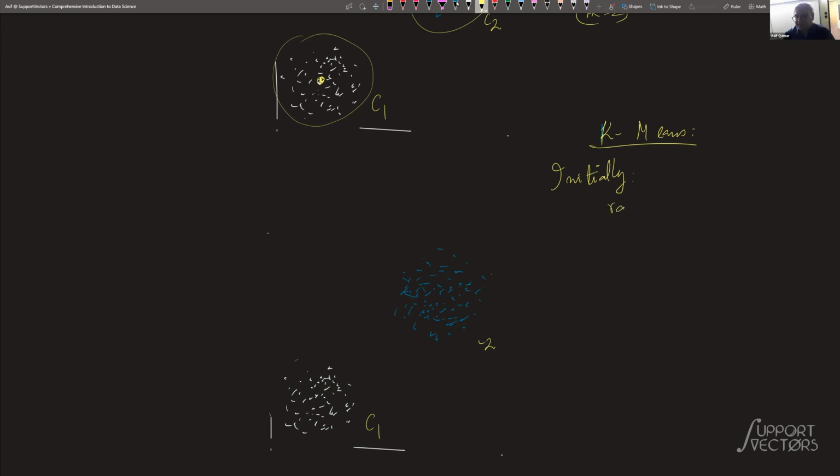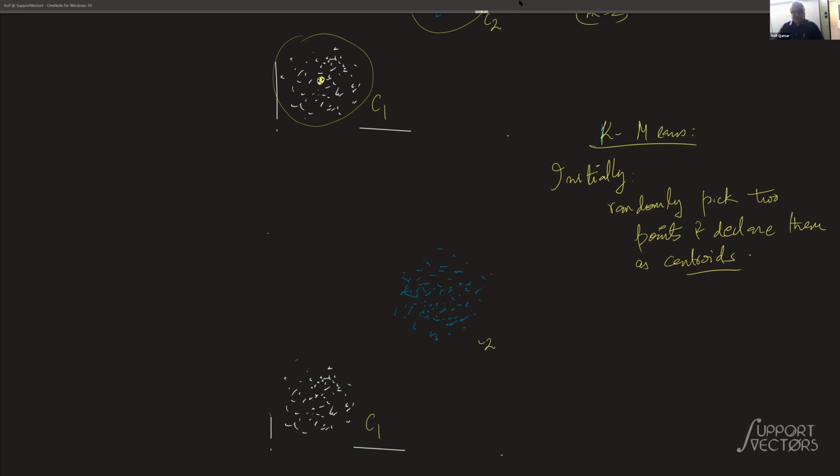Randomly pick 2 points. So any 2 points, pick, right? And declare them to be the centers, as centroids. Centroid is a fancy way, just think of center of mass. All right. So let us take some points. If we are lucky, we'll end up with one point in the white cluster, one point in the blue cluster, randomly, right? But we might not be lucky. We might be very unfortunate. Okay, so let's look at the lucky situation first.